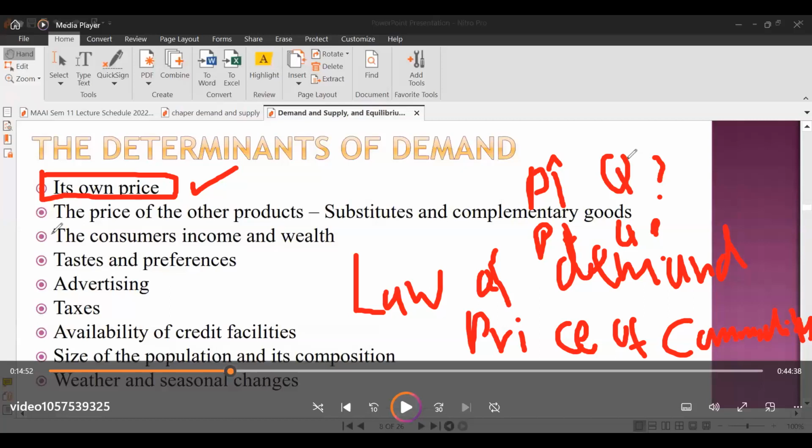So when we consider the definition of the law of demand, it means when other things are held constant. What does that mean? Though there are a large number of other factors, we assume all these other factors are held constant. When other factors are held constant, what is the relationship between the price of the commodity and the demand?